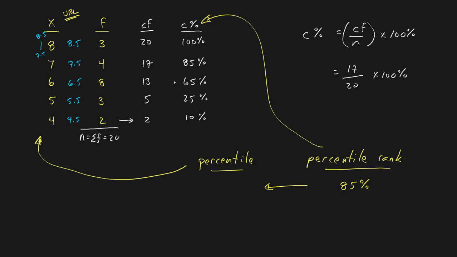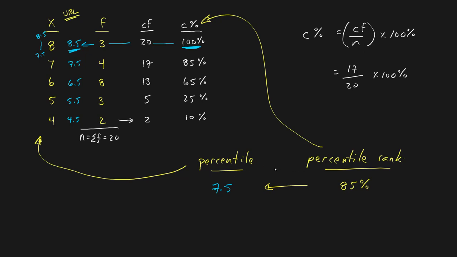So these percentile ranks go with these percentiles. So for 85%, that is the percentile rank that goes with the percentile of 7.5. If they asked me what is the percentile rank for 7.5, I would say it's 85%. If they said what is the percentile for 85%, I would say it's 7.5. So those are the sorts of questions you would get regarding these 2 terms.